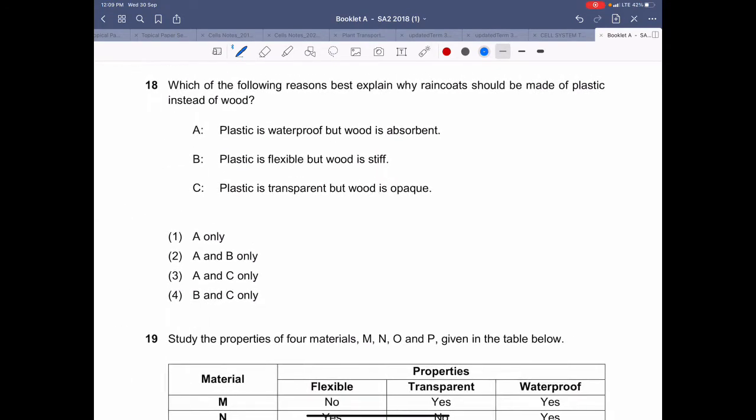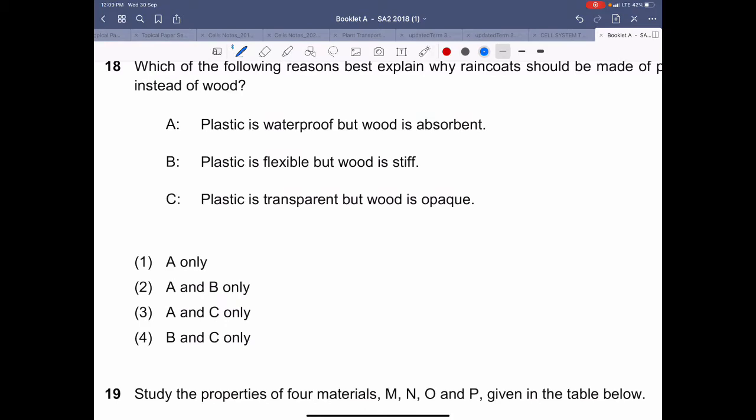Question 18. Which of the following reasons best explains why raincoats should be made of plastic instead of wood? So this topic is on materials once again. You have to go through to eliminate. A: plastic is waterproof but wood is absorbent. Of course, because you want it to be waterproof so that it doesn't absorb water, for a few reasons. Firstly, you don't want to get wet. Rain doesn't pass through, correct? Secondly, you don't want it to be heavy, because when it absorbs water, you are adding weight.